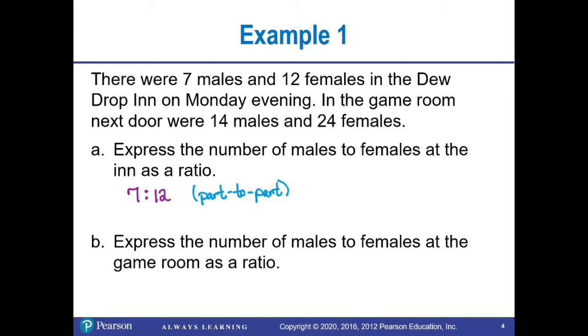Part B asks us to express the number of males to females at the game room as a ratio. There are 14 males, use a colon to represent the ratio, and 24 females. Our ratios need to be simplified just like we simplified fractions in a previous section. I'm going to write this as 14 over 24. This helps me to simplify my ratio. 2 goes into 14 7 times, and 2 goes into 24 12 times. And so my ratio is 7 to 12. This is also a part to part ratio.